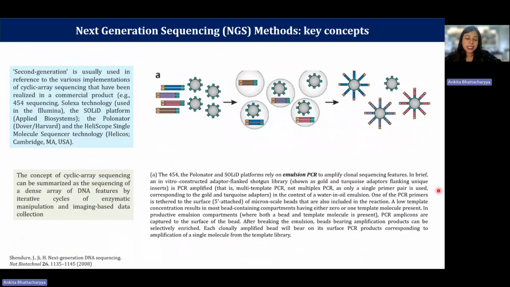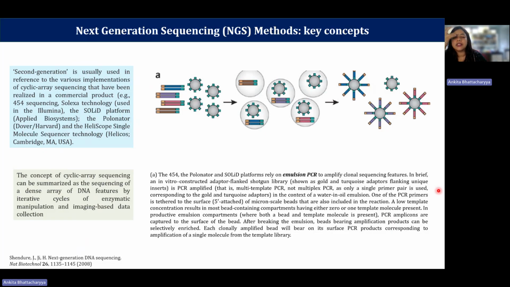Then we talked about the fact that second generation is used in a number of cyclic array sequencing methods that includes commercial concepts taken forth by Solexa, 454 pyrosequencing, the SOLiD platform by Applied Biosystems, the Polonator, the HeliScope, etc. These methods that I just mentioned actually rely on emulsion PCR so as to amplify clonal sequencing features. So basically, you generate these little droplets that include both your template, the dNTPs, and solid support.